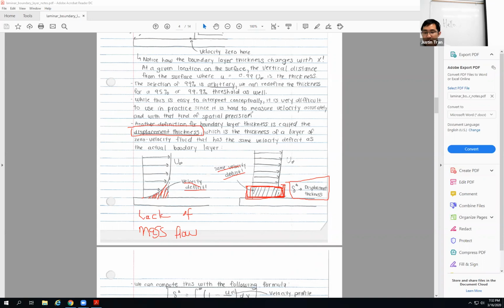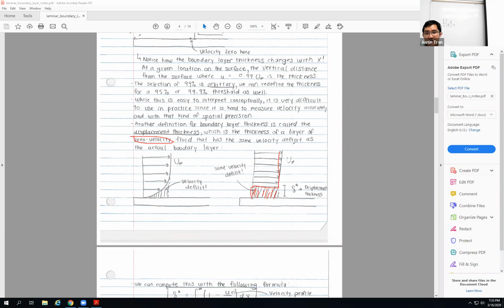So just to say it in one line: the displacement thickness delta star is the thickness of a layer of zero velocity fluid. In this region right here, we assume that the velocity is zero, so you can assume that the velocity goes from zero and then there's a sudden step change like that. In this region we have no velocity at all, zero velocity fluid that has the same velocity deficit as the actual boundary layer.